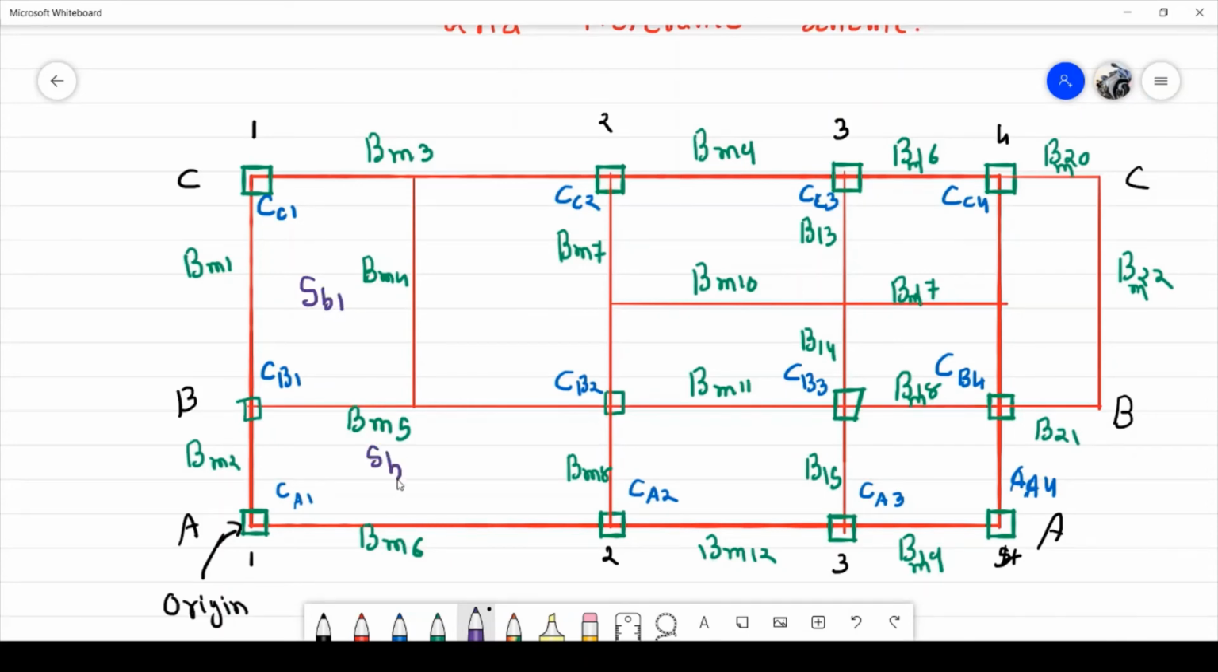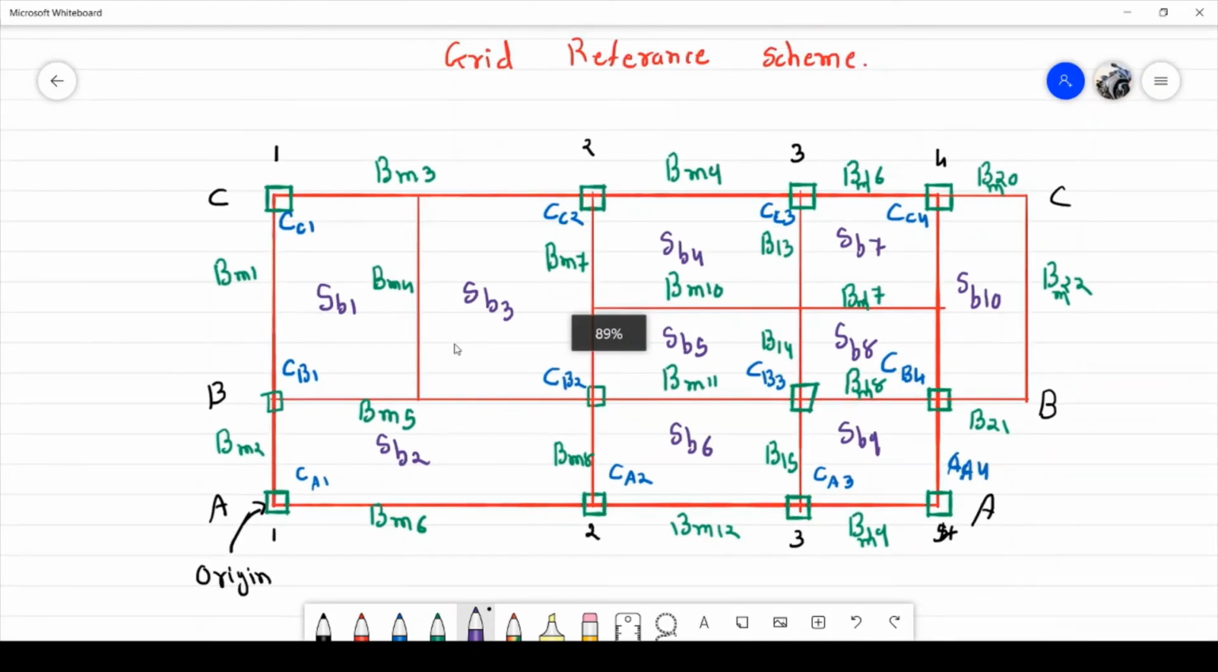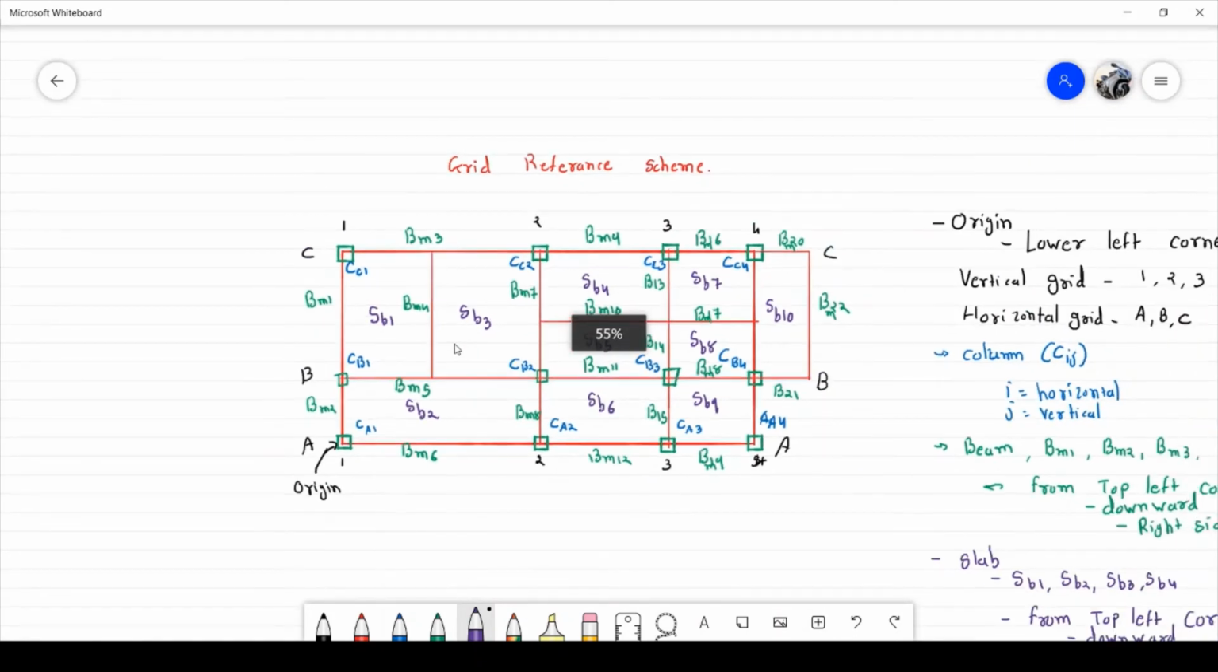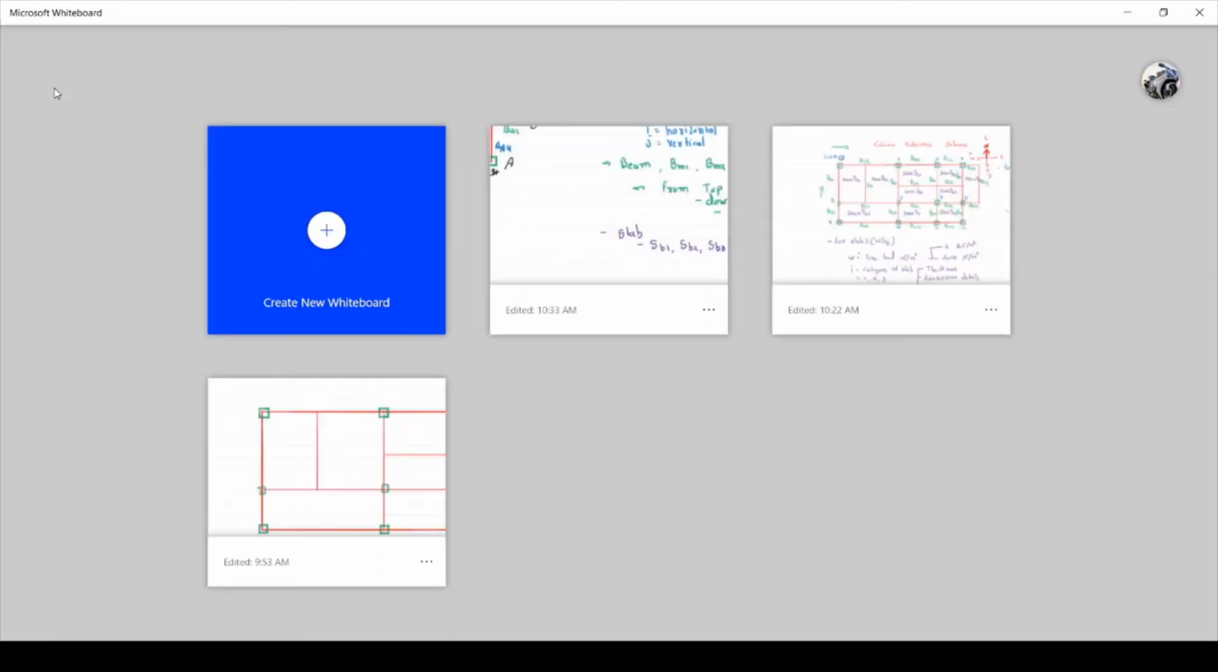So SB1, SB2, SB3, SB4, SB5, SB6, SB7, 8, 9 and SB10. So here the grid reference scheme is completed. Like you can see, all the naming is completed. Now we are going to learn the scheme used in the private sector.